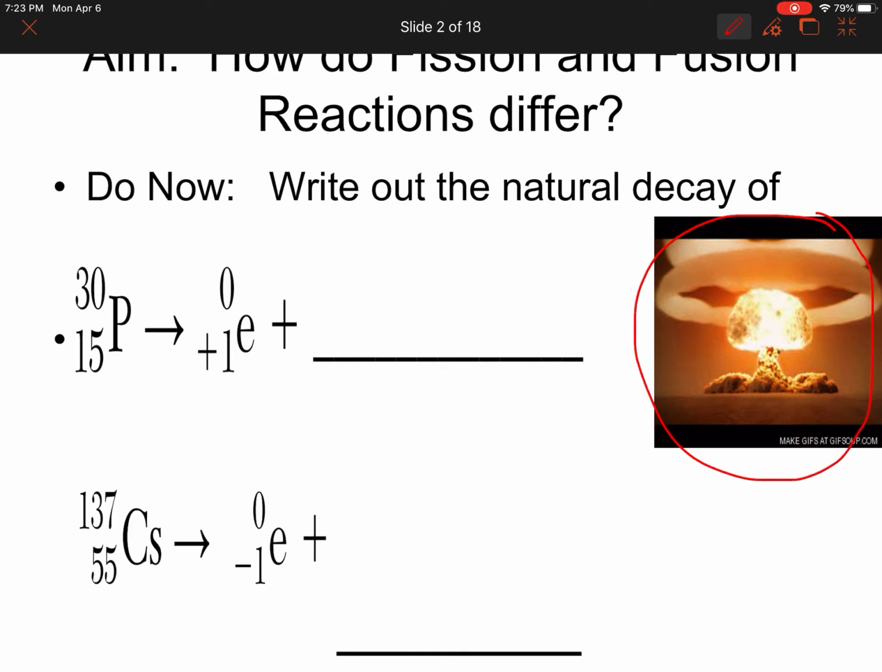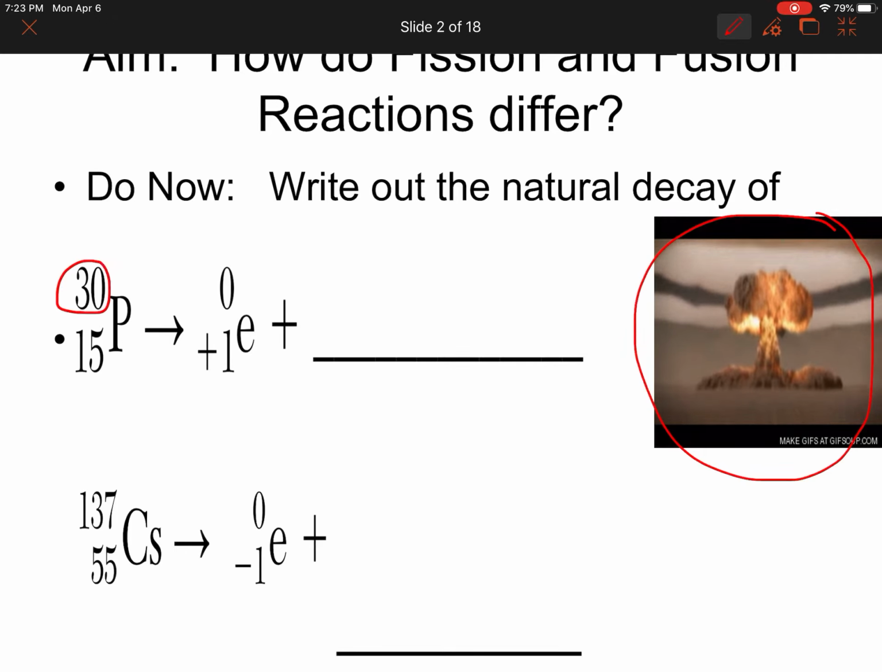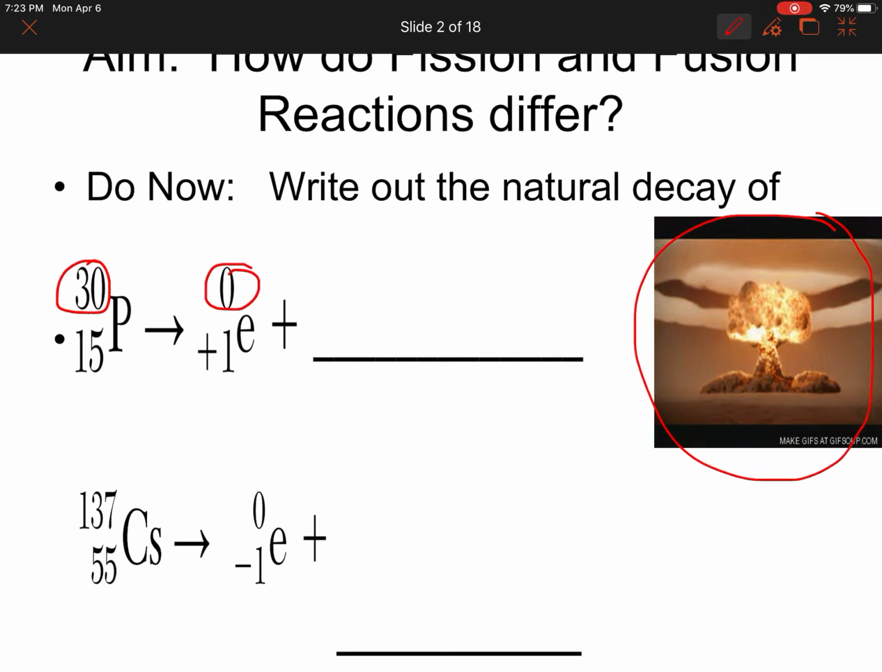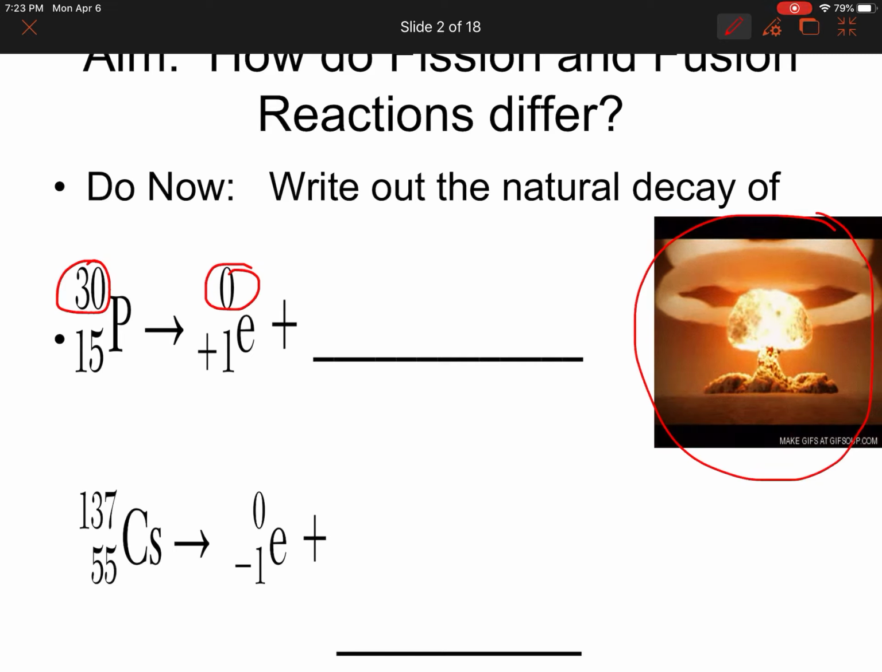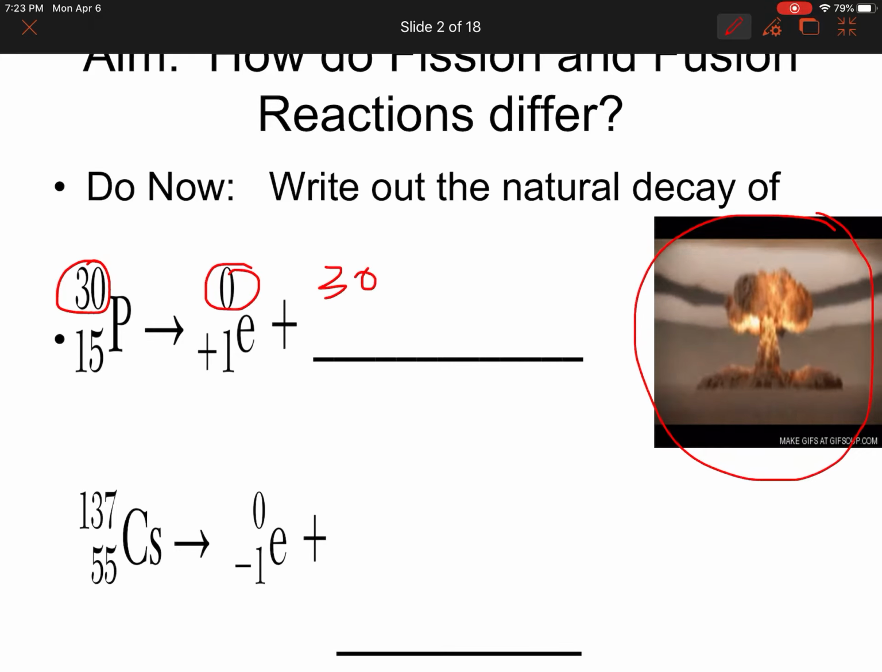All right, so the Do Now says write out the natural decay of each one. We've done it before. The mass on the left must equal the mass on the right of the arrow. So if you have 30 on the left, 0 plus what is 30? Hit pause, and we'll come back, answer the question below. Okay, we're back. So 0 plus 30 gives me 30.